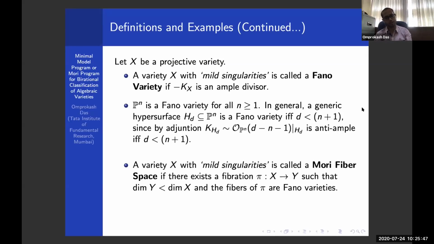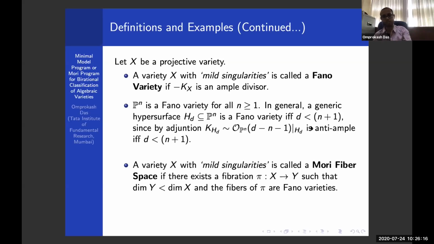A variety X is called a Mori fiber space if there exists a fibration, that means a surjective morphism with connected fibers, from X to Y, so that the dimension of the base is strictly smaller than the domain, and the fibers are Fano varieties. The variety X itself may not be a Fano variety, but the fibers are, at least the general fibers. Of course, a Fano variety is a Mori fiber space, because Y is a point in the case of a Fano variety. So a Fano variety can be thought of as a Mori fiber space, no problem.